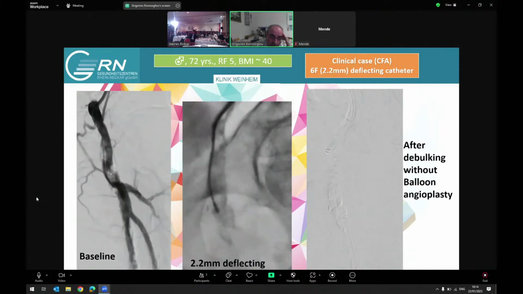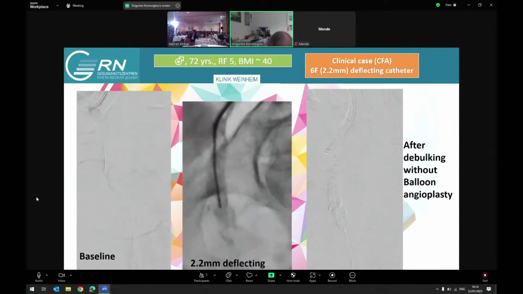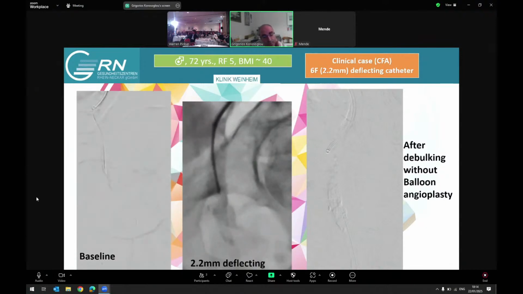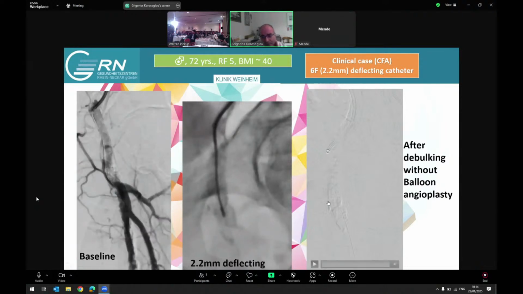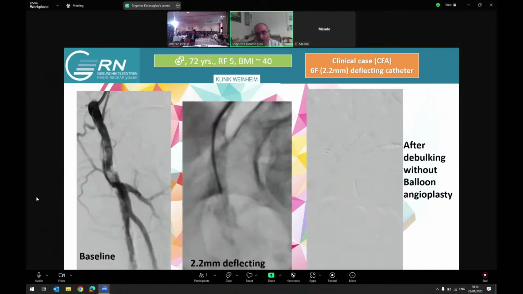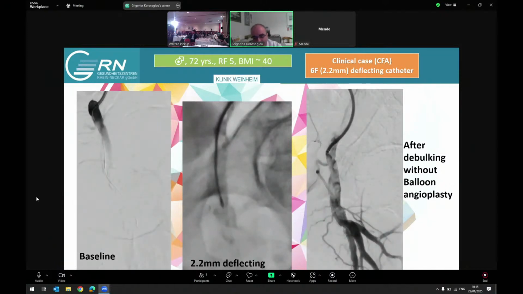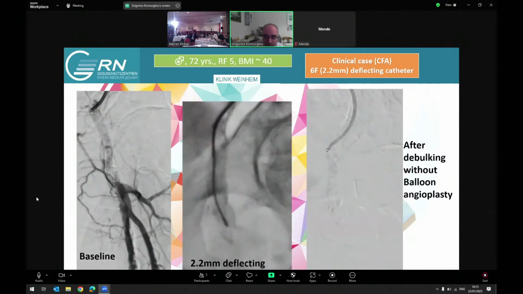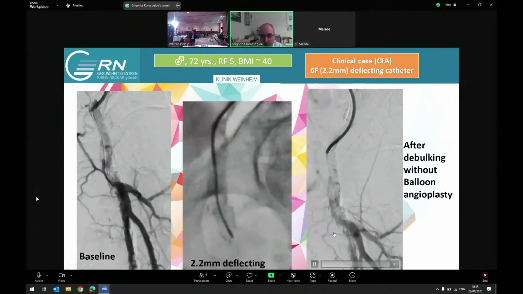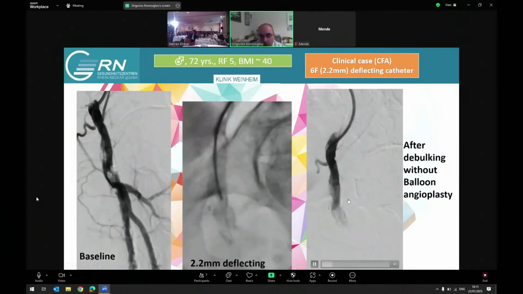You also do not need a filter for protection, which makes, of course, the whole procedure much more cost-effective and also faster. And remarkably in this case, of course, we show representative cases which are also nice to appreciate by visual inspection. But you can see in this case that only by atherectomy you can appreciate a very nice lumen gain in the common femoral artery.